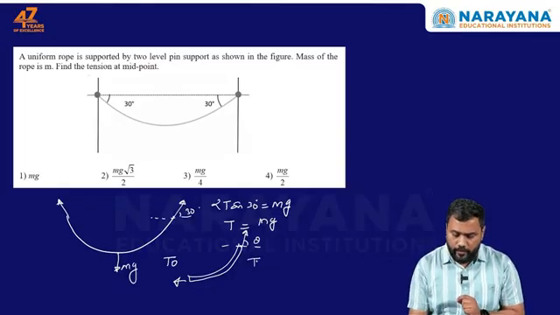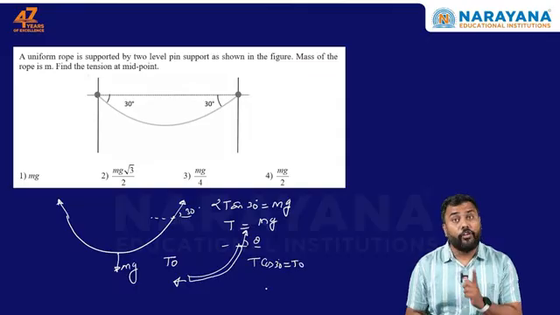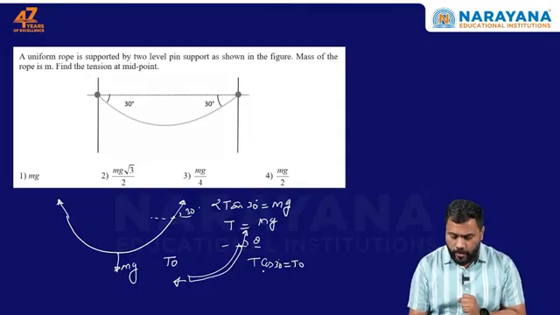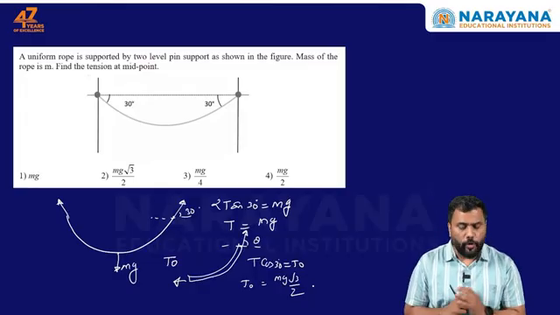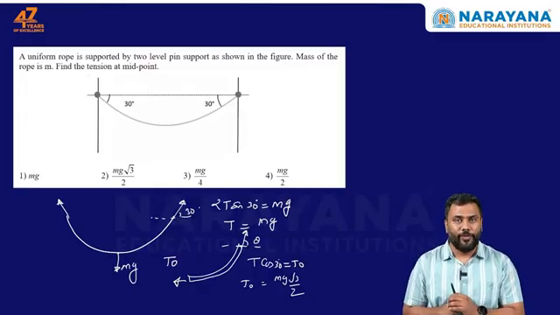So T cos 30 degree is balancing T naught, where T naught is the tension at the midpoint of the rope. If you put the value of T which is mg and the cos 30 value, T naught we are going to get is mg into root 3 by 2. Hence the correct option is option number 2. Let's go to the next question.